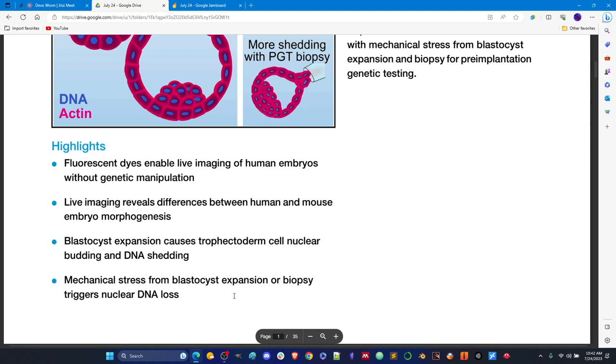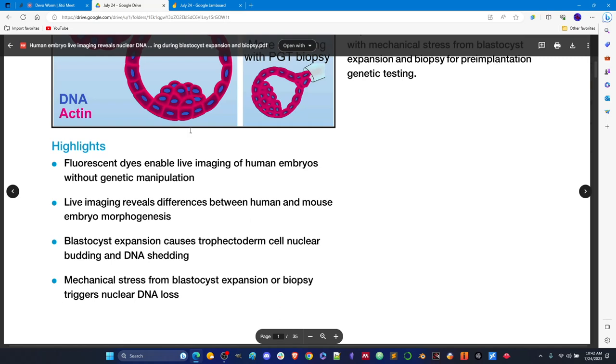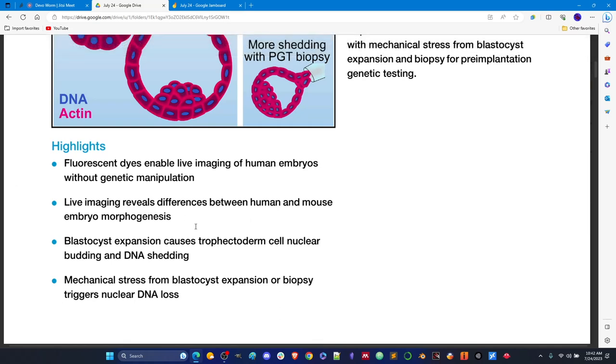They have different processes going on, but in human and mouse, the processes are similar enough that you can get a sense of the underlying process, the underlying conditions.